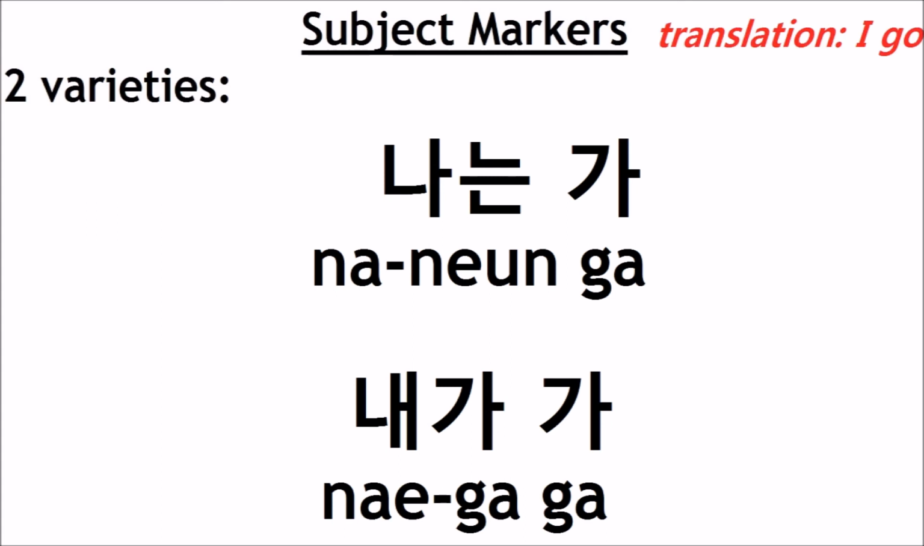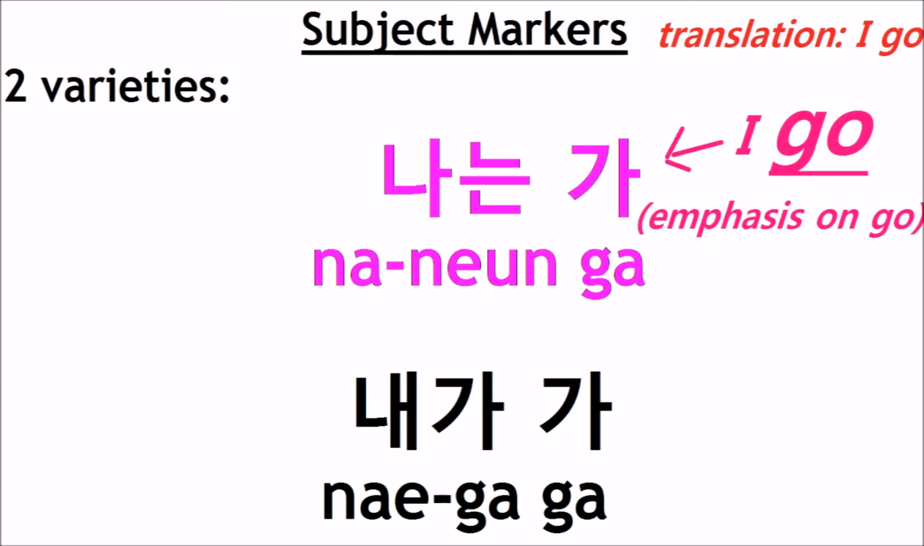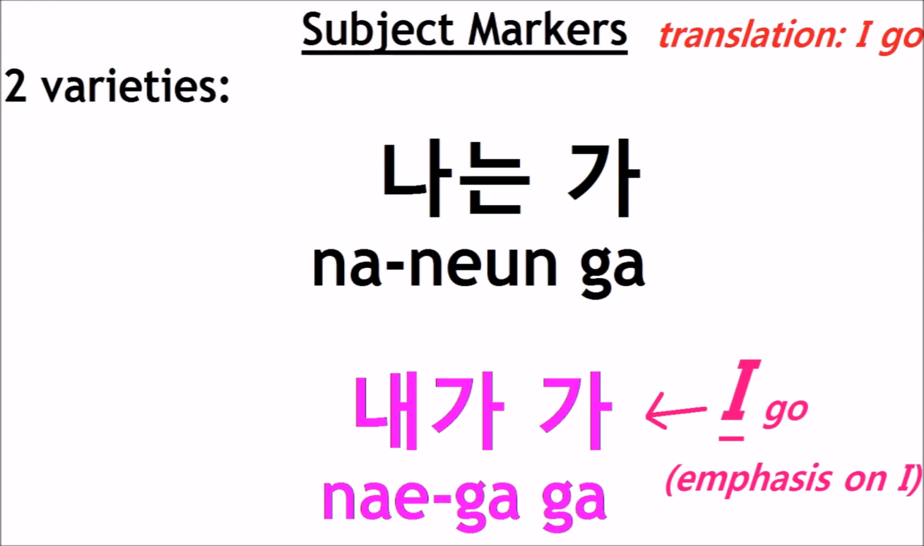The first one means I go, with the emphasis on go, when you're making it clear that you are definitely going, not staying, not doing anything else, going. The second one means I go, with the emphasis on I, to make it clear to everyone that it is I who is going. Not you, not you, not you, I. I am the one going.